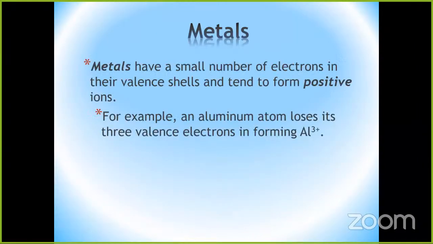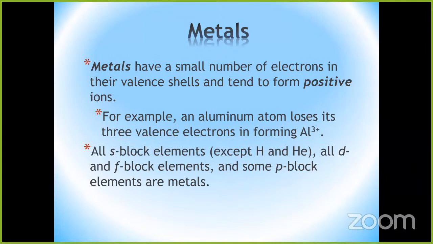Let's talk about some general discussions concerning metals. Metals tend to have a small number of valence electrons, usually no more than 3, so 3, 2, or 1 electrons in the valence shell. For example, aluminum will form an ion by losing those 3 electrons to form the aluminum ion, Al3+. All s block elements, meaning groups 1 and 2, with the exception of hydrogen and helium, and all d and f block elements and some p block elements are metals.